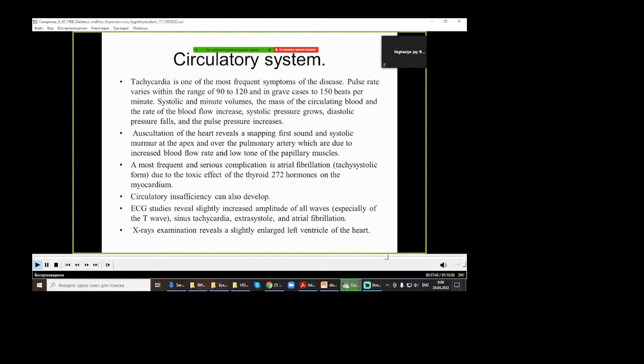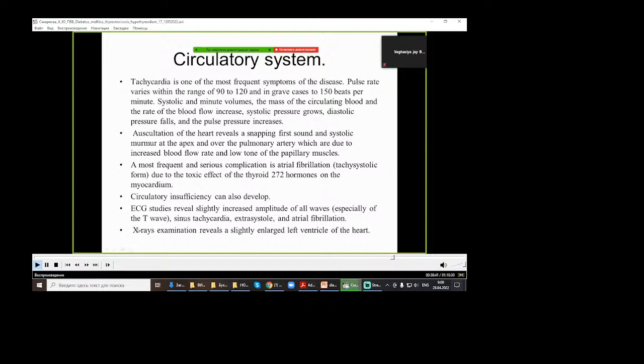Auscultation of the heart reveals a snapping first sound and systolic murmur at the apex and over the pulmonary artery, which are due to increased blood flow rate and loud tone of papillary muscles. The most frequent and serious complication of Graves' disease is atrial fibrillation, and the most common is the tachysystolic form of atrial fibrillation due to toxic effect of thyroid hormones on the myocardium. Circulatory insufficiency can also develop, and ECG studies reveal slightly increased amplitude of all ECG waves, sinus tachycardia, extrasystoles, and atrial fibrillation.